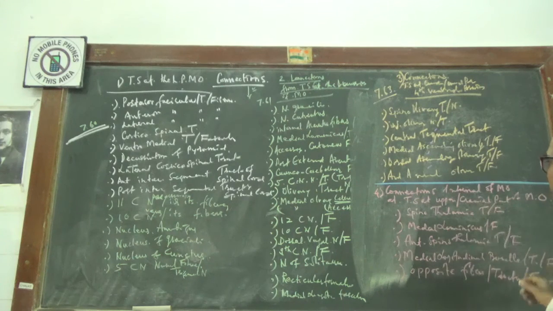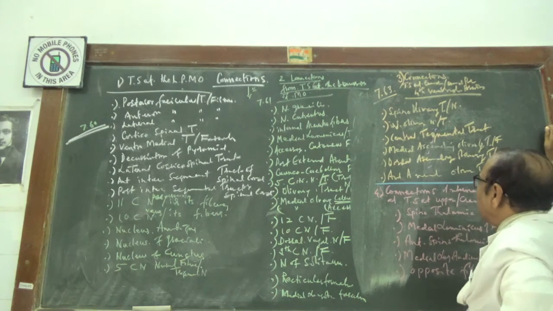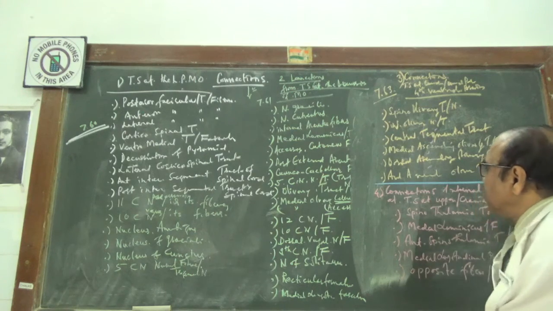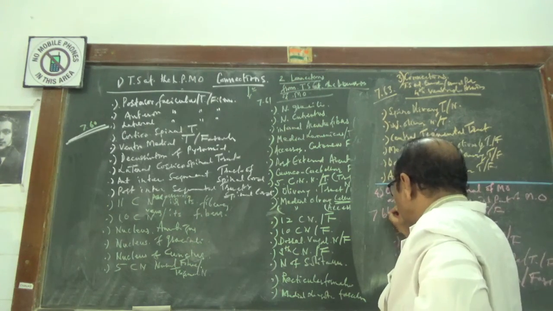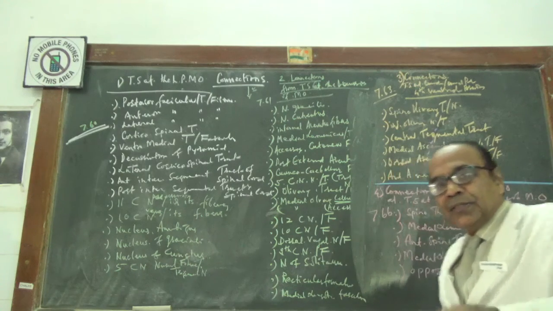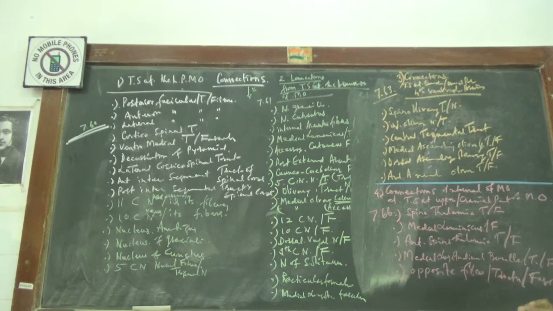And you will be having the connections through the internal part of the brainstem, that is the medulla oblongata, at the level of the upper part, the cranial part of the medulla oblongata. This will be available at figure 7.66 in the 35-36 edition of Gray's, schematic.